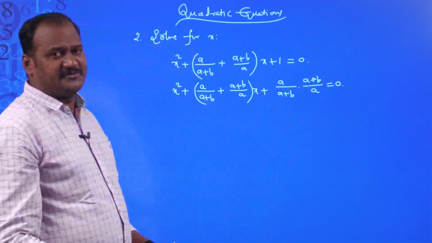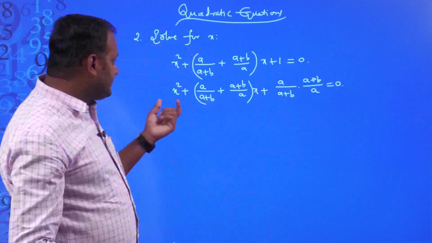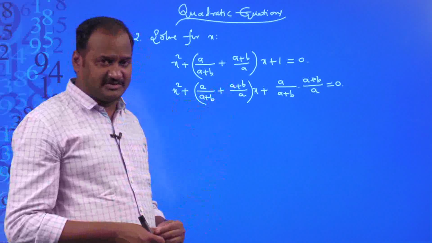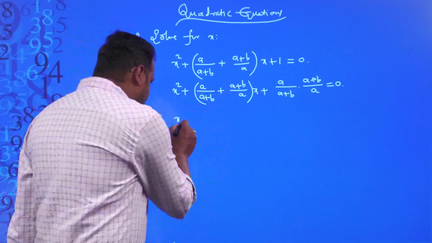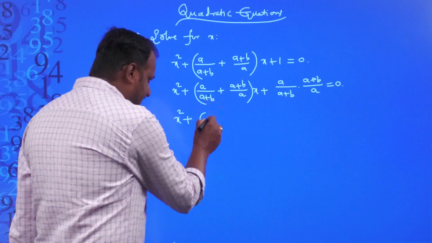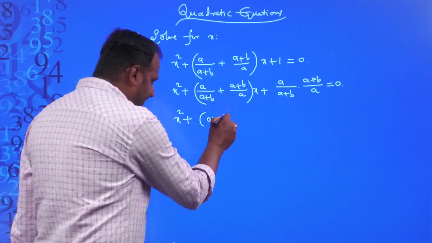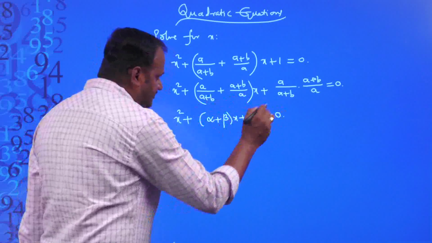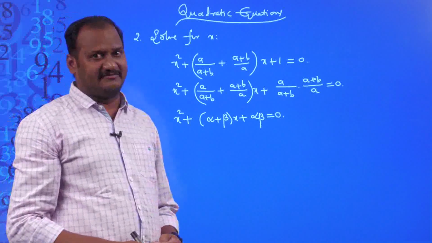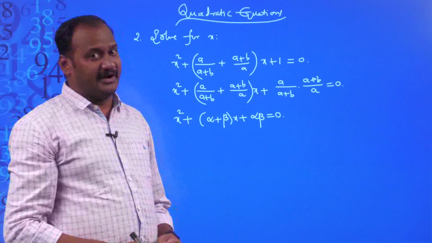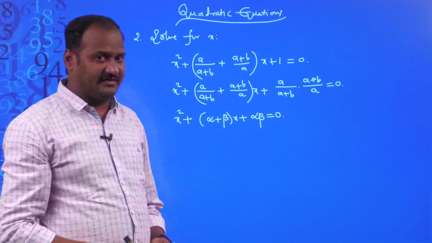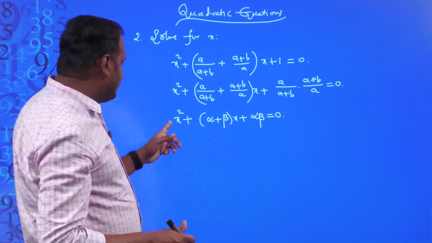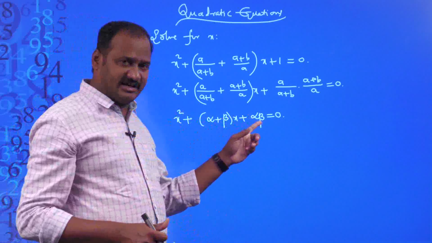Now, you see this is in which form? Basically, suppose I consider a divided by a plus b is equal to some alpha and a plus b divided by a is equal to some beta, then this is going to be in the form of x square plus alpha plus beta times x plus alpha into beta is equal to 0. Yes, this is in the standard form of roots, where the roots are going to be minus alpha and minus beta. We had a discussion about this, right. So, otherwise, if you do not get any idea, then this is x square plus alpha plus beta into x plus alpha beta is equal to 0.